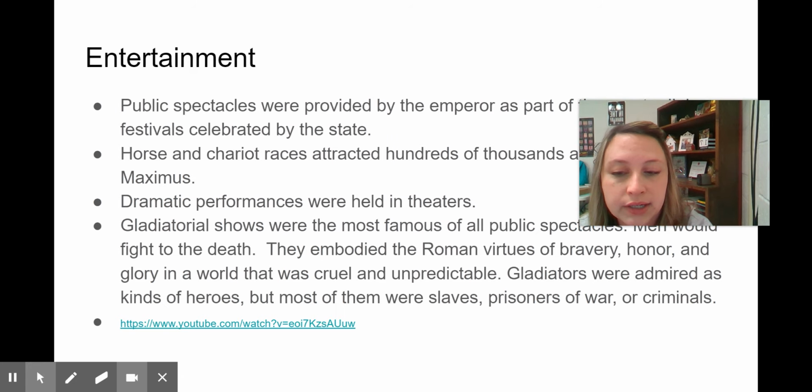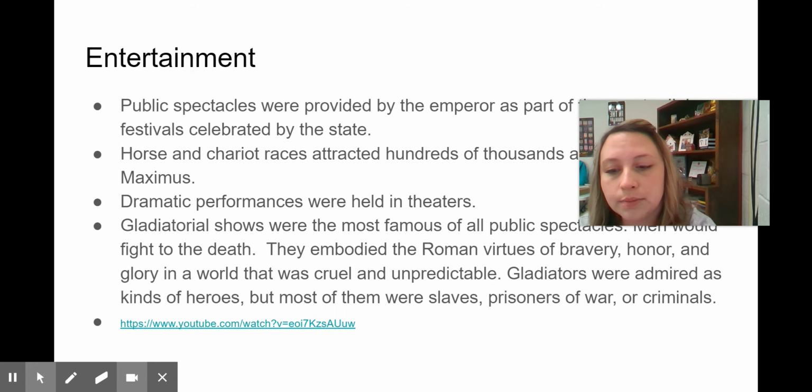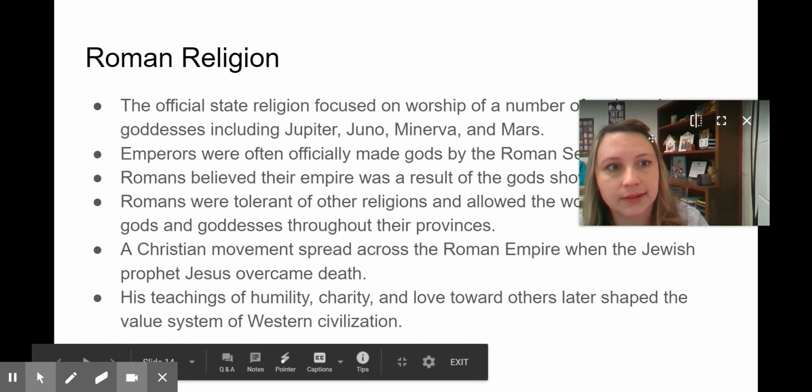Gladiators were admired as heroes, but a lot of them were slaves or prisoners of war, and they had to fight because they had no other choice. So that's one way to get rid of your prisoners and not really have to pay to feed and clothe them and such, I guess. I don't know. They didn't really have as much of a moral compass as people today. So they didn't have a problem letting people fight to the death as punishment. A lot different from us today.